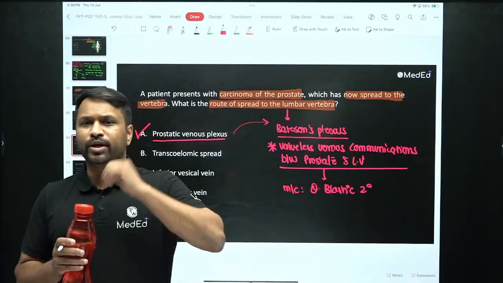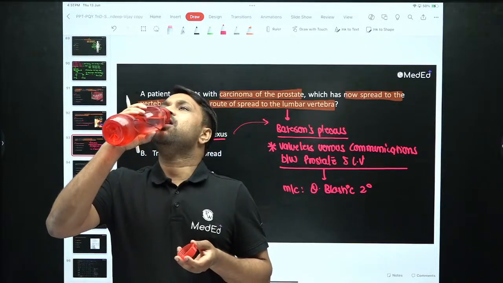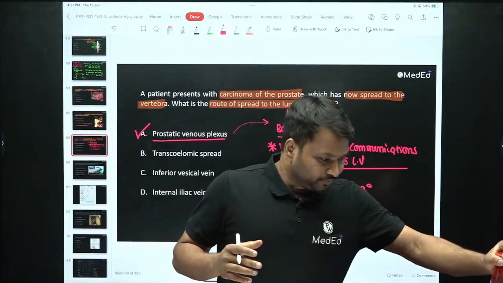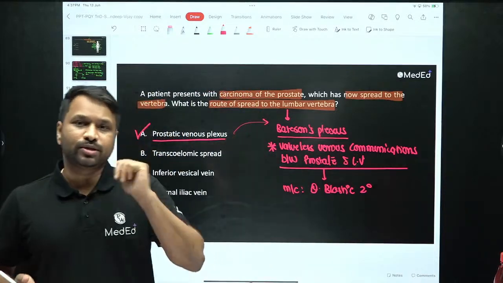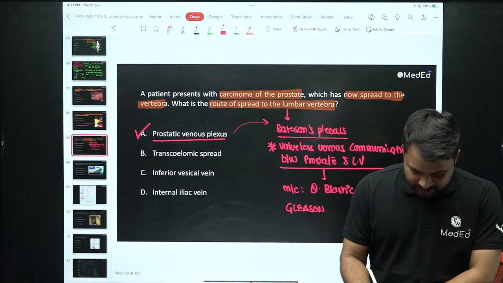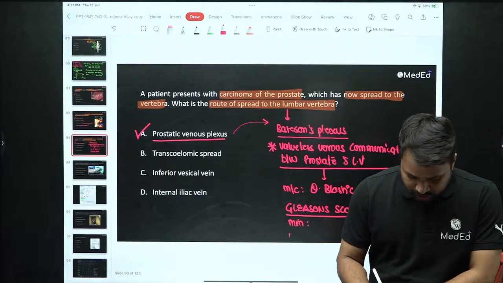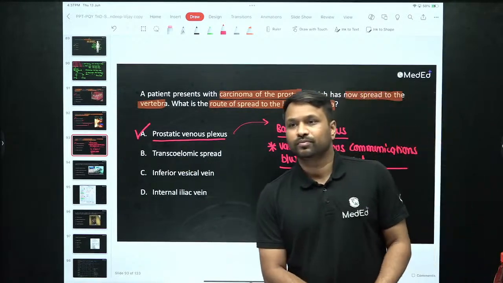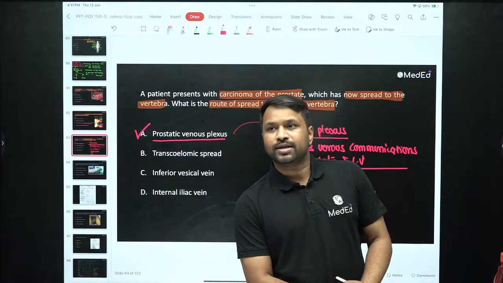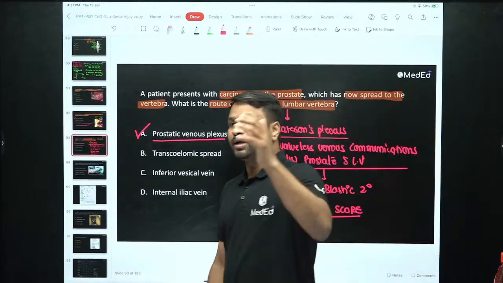Achha, can anybody tell me what is the scoring used for prostatic cancer for the assessment of the prognosis? The scoring used is your Gleason score, right? It is your Gleason's score. Achha, can anybody tell me what is the minimum Gleason score and what is the maximum Gleason score? Very good, guys. Achha, what is the minimum score in Gleason's? The minimum is going to be 2, the maximum is going to be 10. Bigger the score, poorer the prognosis.